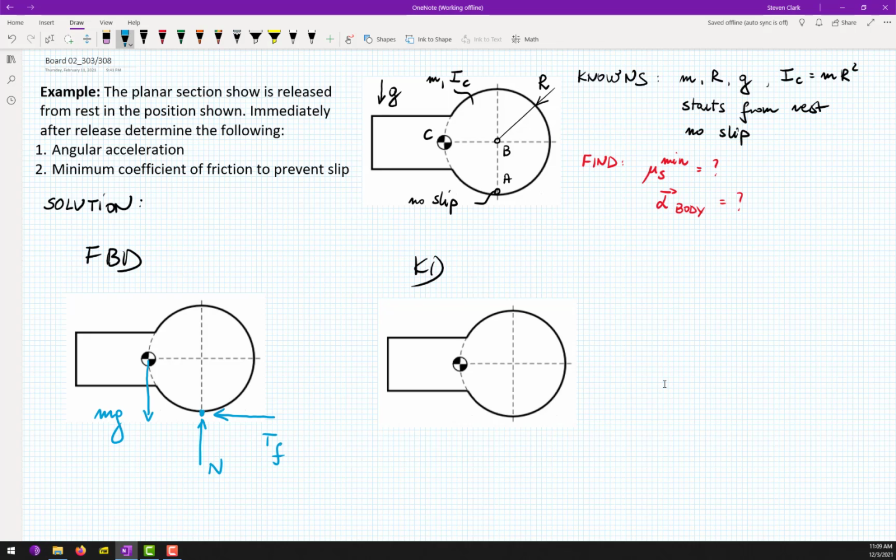Okay, I said I'm gonna go for easy forces. I went for all of the forces, yes? Okay, there are no other forces acting on the system. So now let's do KD.